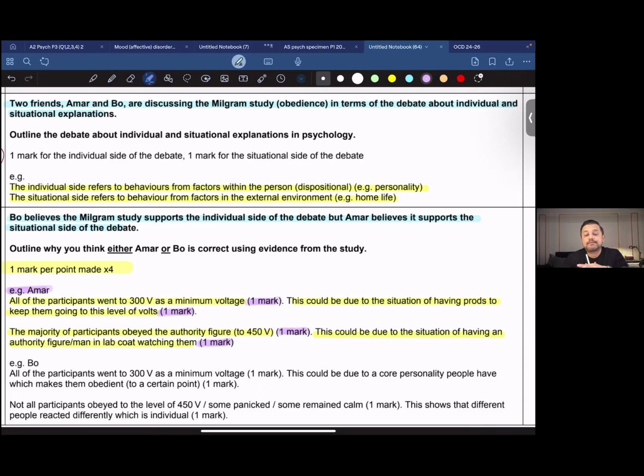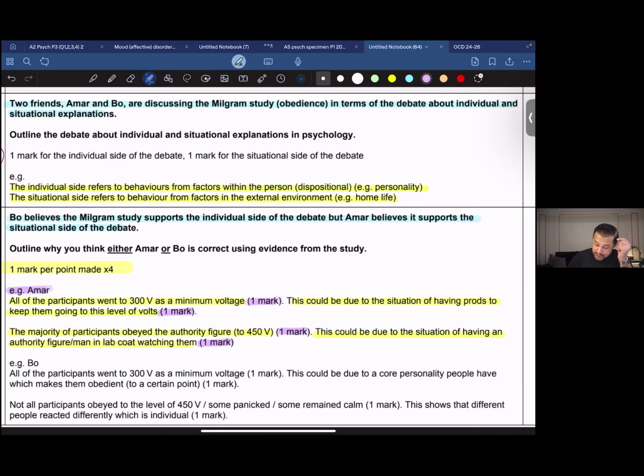Now, remember, the majority of the participants, that is 26 participants out of 40, that makes it around 65% of the participants, they went all the way till 450 volts. Now, I'm able to say this because I remember the study. You'd be able to do these sort of questions, one, when you know your core studies really well, and number two, you know your issues and debates well so that you're able to apply them.